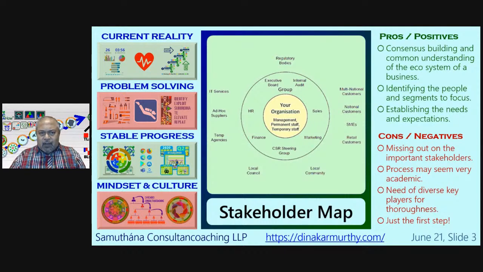Now, with that very quick recap, let me talk about the pros and the positives of stakeholder mapping. One of the most important, I believe the most beneficial aspect of stakeholder mapping is to build a consensus and a common understanding of the ecosystem of a business amongst the key players. And that's something which is really outstanding, right? Because unless there is a common understanding and a consensus on the ecosystem of a business system, of a business, it is almost impossible to achieve any progress.